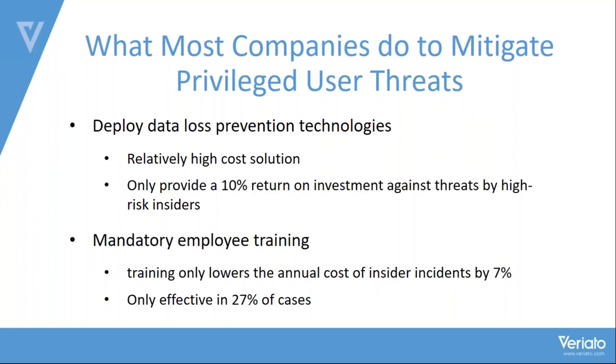Okay? We do mandatory employee training, which is good. I really advocate that. But look at what I have here. Training only lowers the annual cost of insider incidents by 7%. Okay, only effective in 27% of cases. Now, that's better than the technology, you know, training folks. But still, it only cuts your cost by 7%.